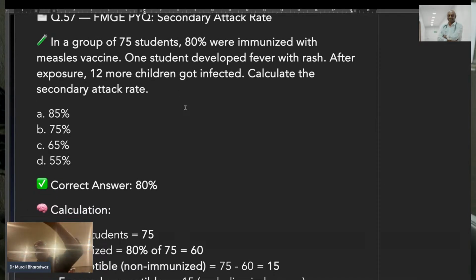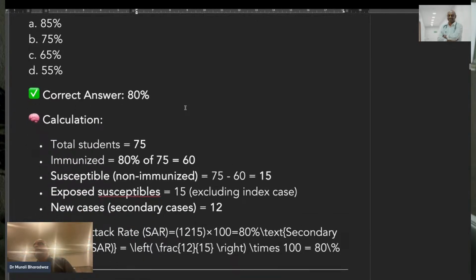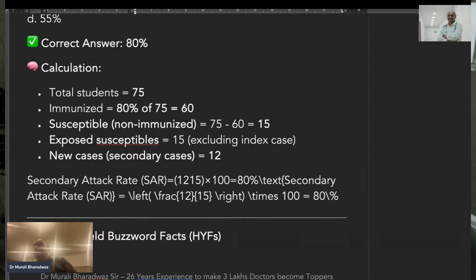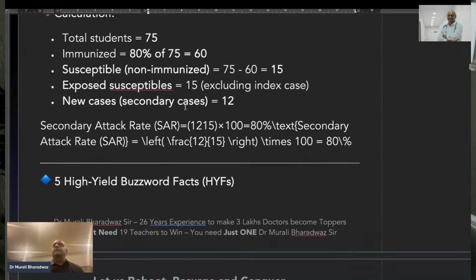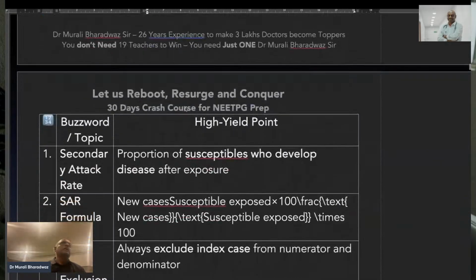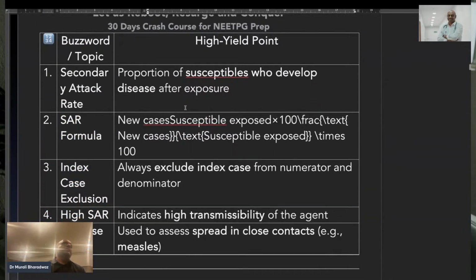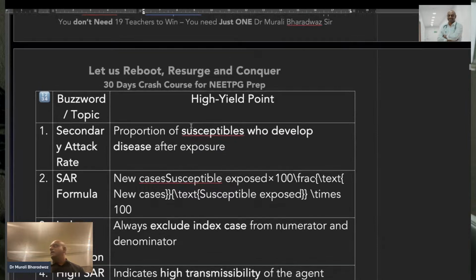So 75 students, 80% are immunized. So how many are vulnerable? 20%. 20% of 75 is 15. So 15 patients, 12 patients are secondary cases. So that means 12 by 15 into 100. Number of secondary cases by number of vulnerable, susceptible. New cases by susceptible cases.